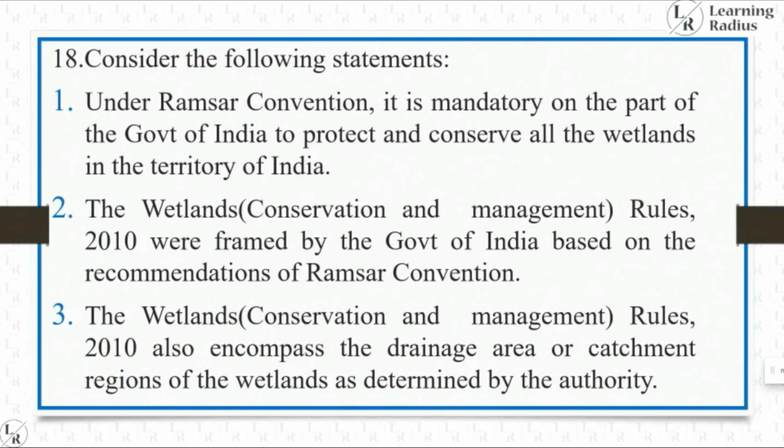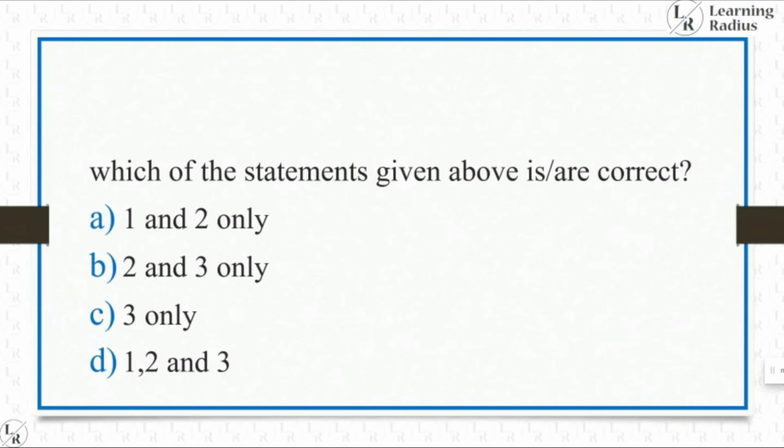Let's come back to the statements once again. Under the Ramsar Convention, it is mandatory on the part of the Government of India to protect and conserve all the wetlands in the territory of India. It's mandatory? That's wrong. The Wetland Conservation and Management Rules 2010 were framed based on the recommendation of the Ramsar Convention. That is wrong. The rules also encompass the drainage area or catchment region of the wetland as determined by the authority. That is right. The first and second statements are wrong, and the third statement is right. So the answer is 3 only.